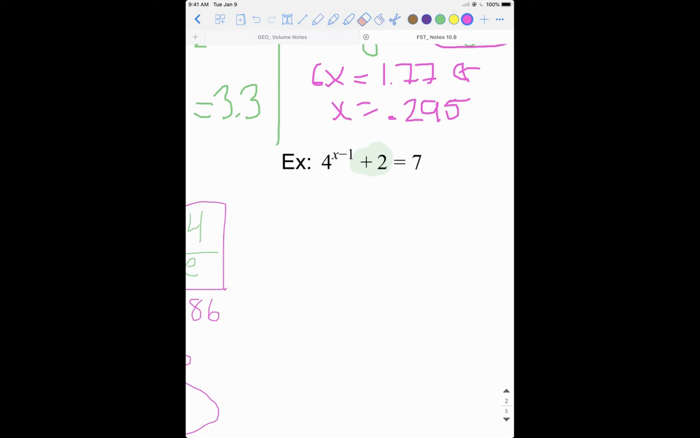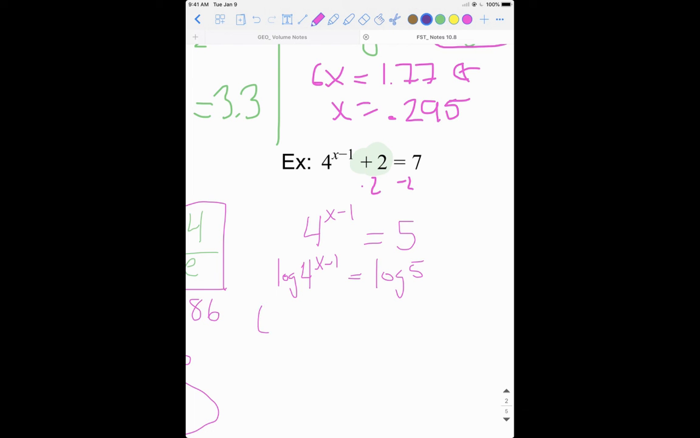Just like normal, getting rid of it, you subtract it off. So let's say, I don't know why they'll even let me change the eraser color. Subtract 2, subtract 2. Okay, that gets us 4 to the x minus 1 equals 5. My pen is not cooperating right now. Okay, and now we're at a point where we just were. All we have is the thing in the exponent on the left, so let's log both sides. Log 4 to the x minus 1 is equal to log of 5.